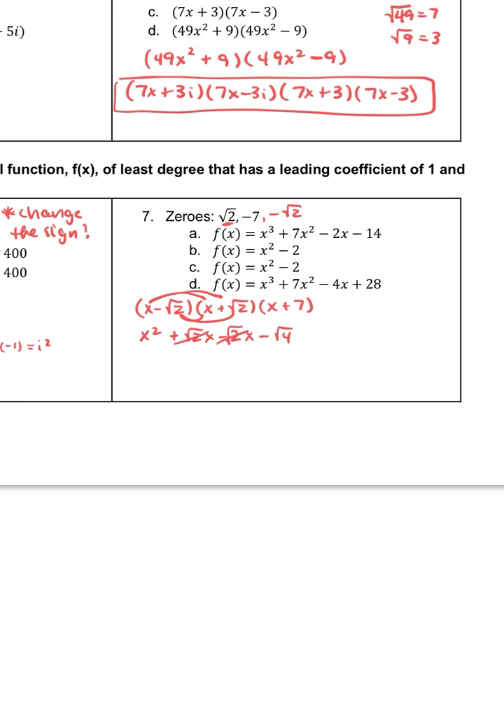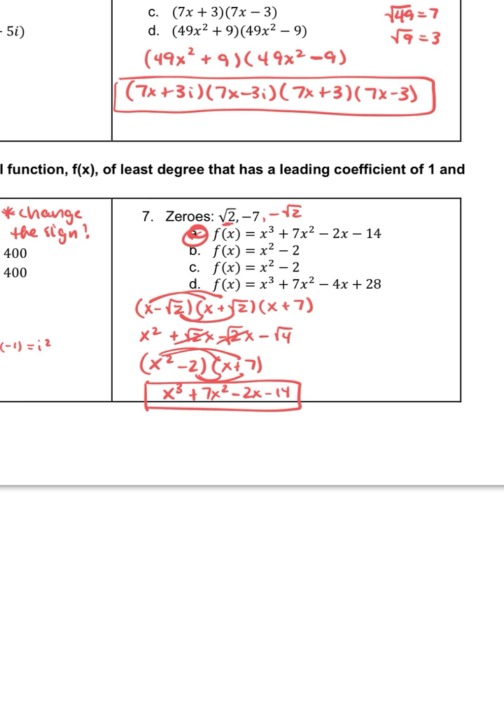So these are going to cancel. I'm going to bring down my x squared. And then minus the square root of 4 is just minus 2. And then bring down your x plus 7 and multiply that. So x squared times x is x to the third. Then I get plus 7x squared minus 2x minus 14. That's my answer. So that is going to be A.